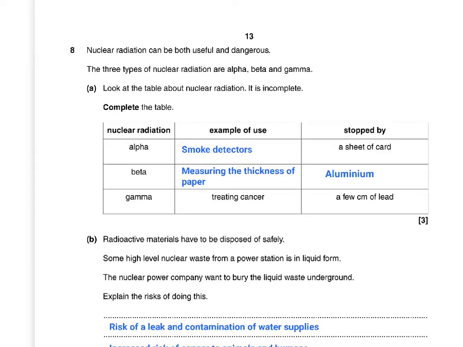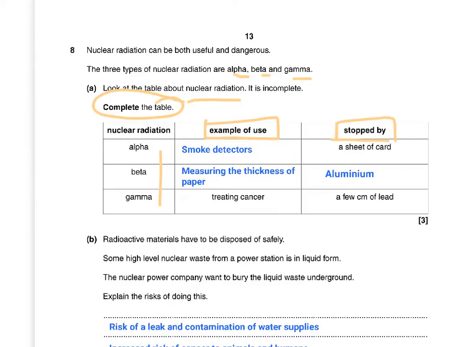Question 8. Nuclear radiation can be both useful and dangerous. The 3 types of nuclear radiation are alpha, beta, and gamma. Look at the table about nuclear radiation. It is incomplete. Complete the table. So what we have in the first column, the 3 types of radiation. Then we have an example of their use and what they are stopped by.